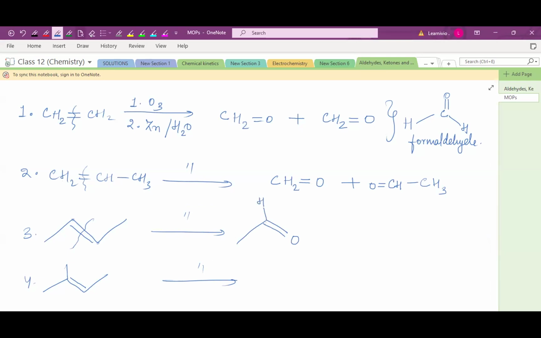And you can also draw it like this, and this is one hydrogen, plus another one also. This is again one, two carbons. One carbon has CH3, one carbon has a double bond, oxygen, and one carbon has hydrogen. This has one hydrogen. So it will give you 2 moles of aldehyde.